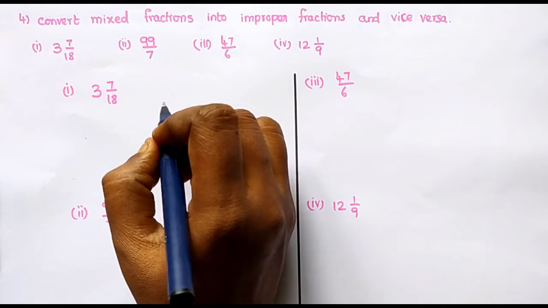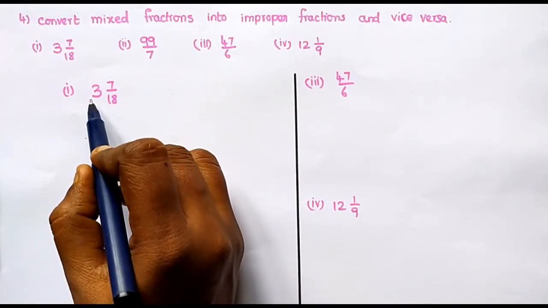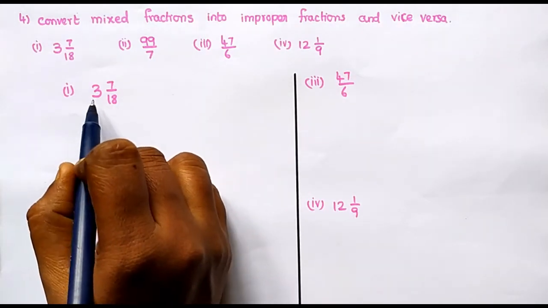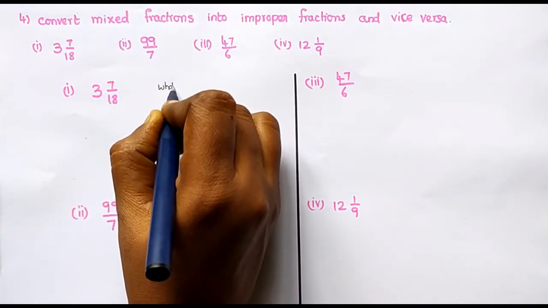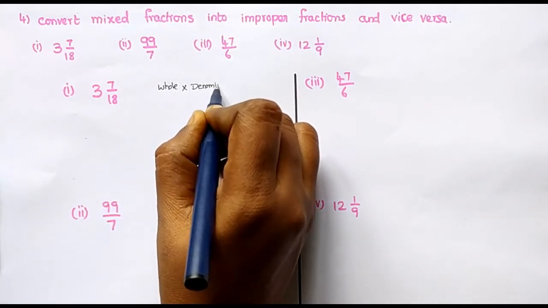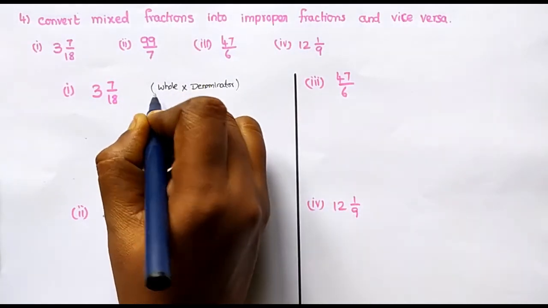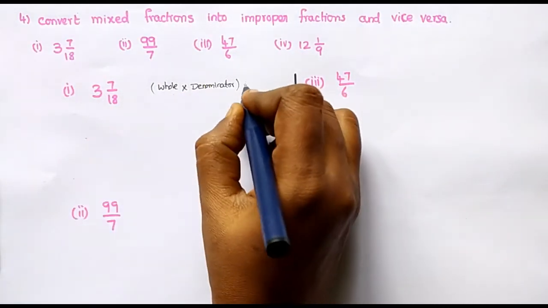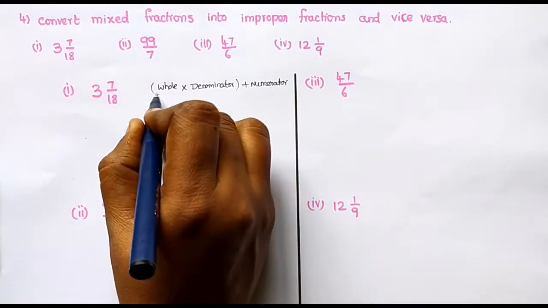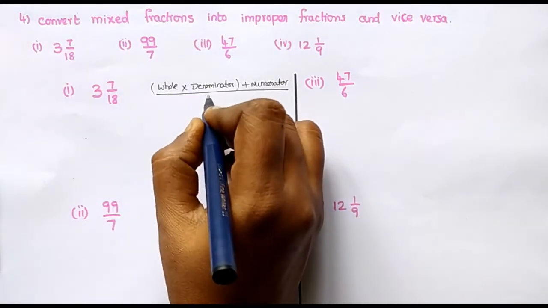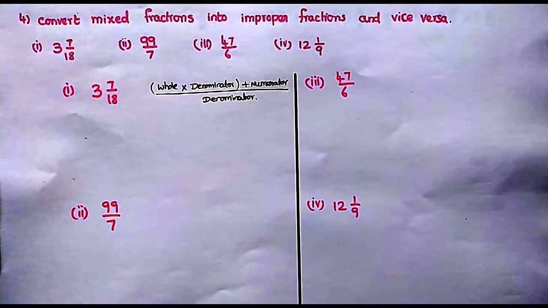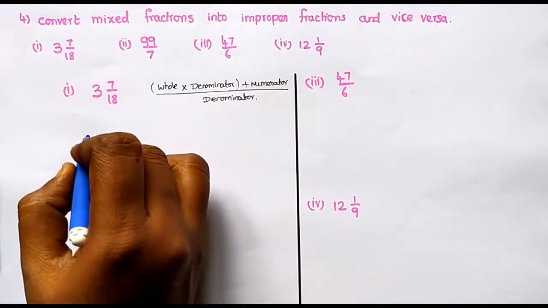How will you convert into improper? That is whole number, numerator and denominator. Multiply the whole number and denominator, plus numerator, whole divided by denominator. That is the formula. Now listen, first one.